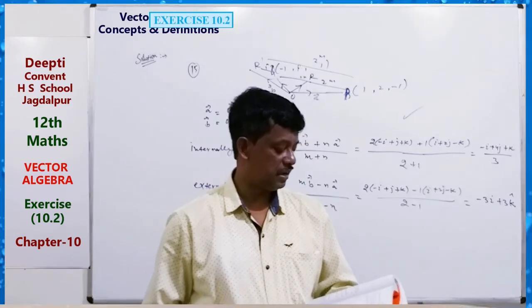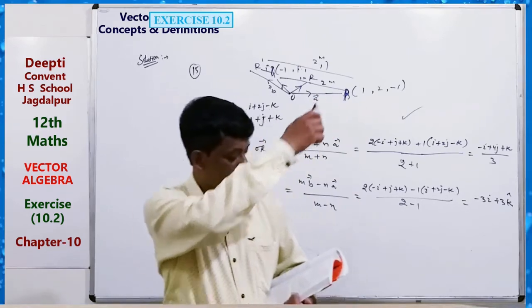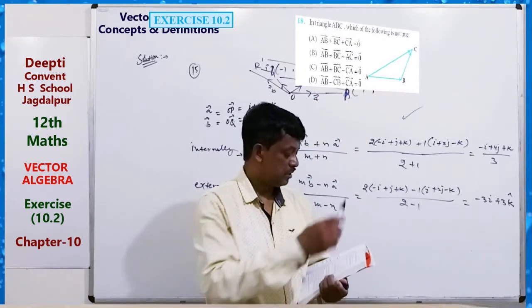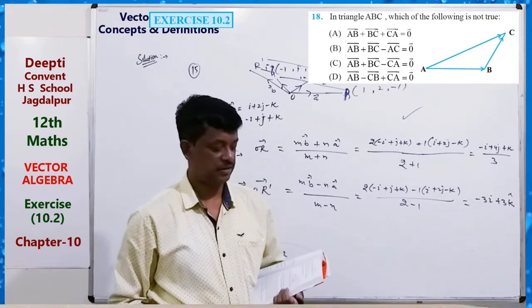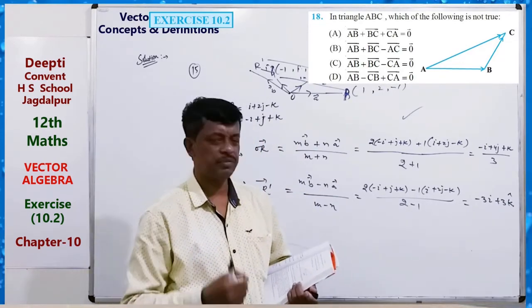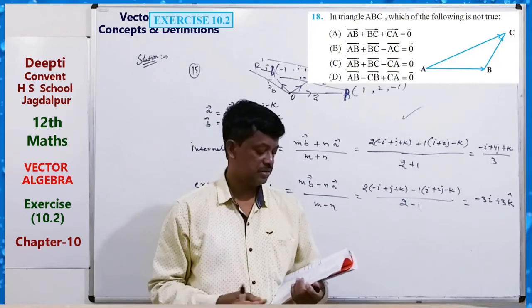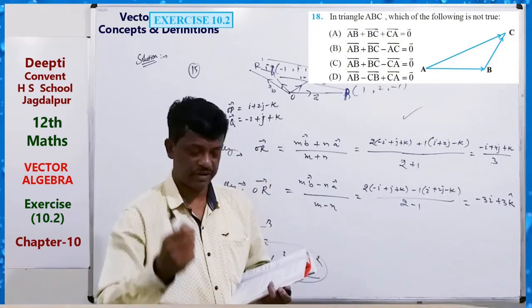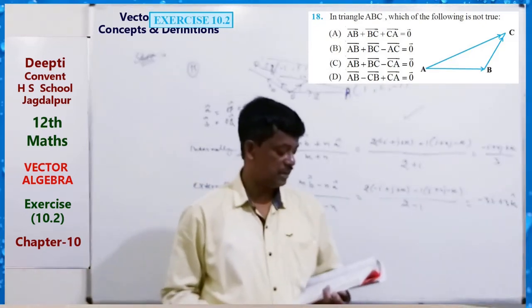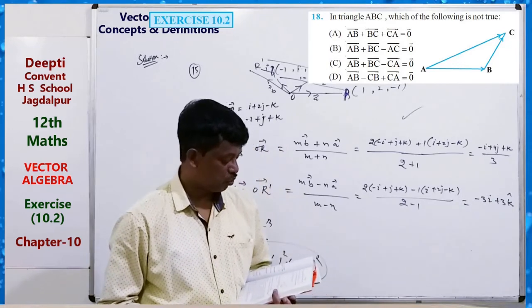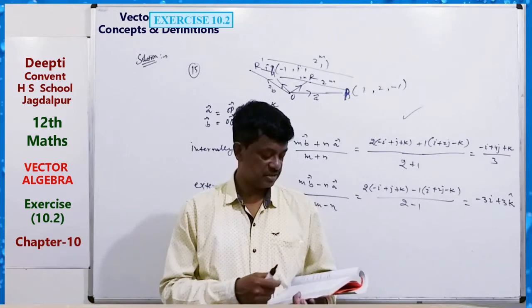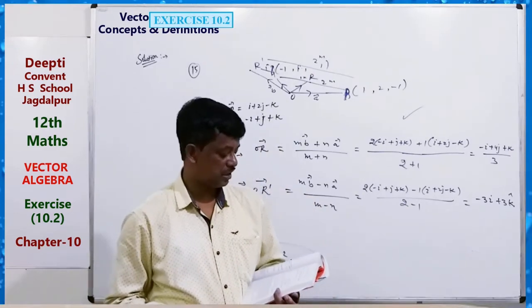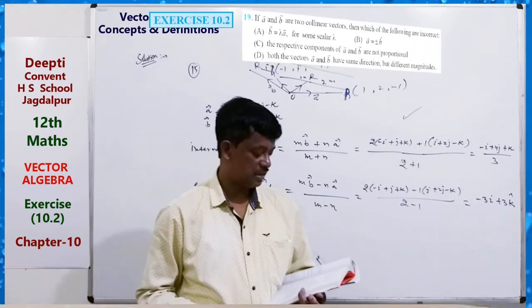And 18 and 19. Which of the following is not true? You have to decide it. Discuss one by one, and identify which is not true. And 19: if A and B are two collinear vectors, then which of the following is incorrect? See here, B equals lambda A for some scalar, collinear. Okay, this is the formula.